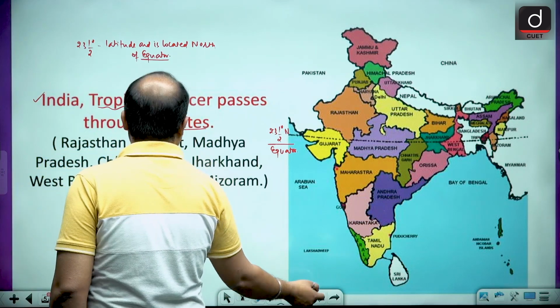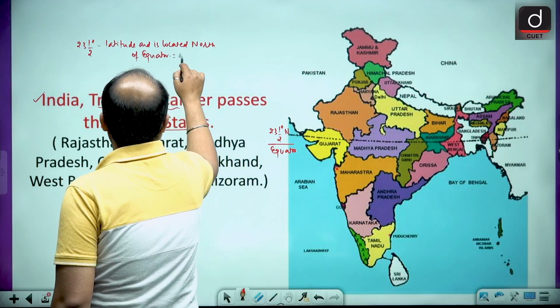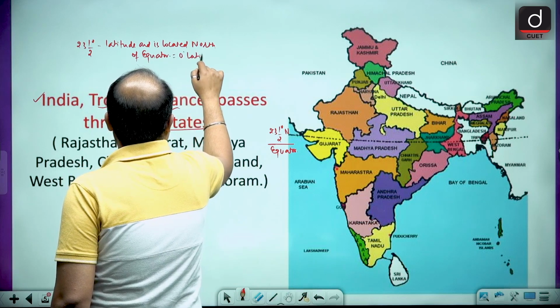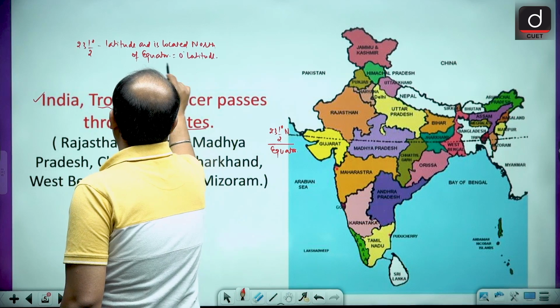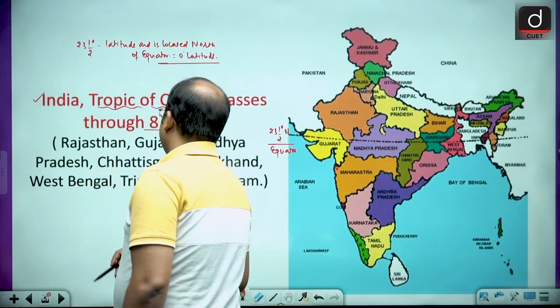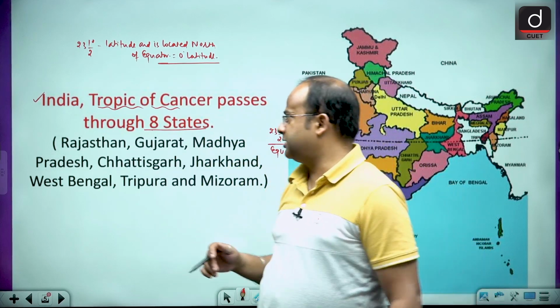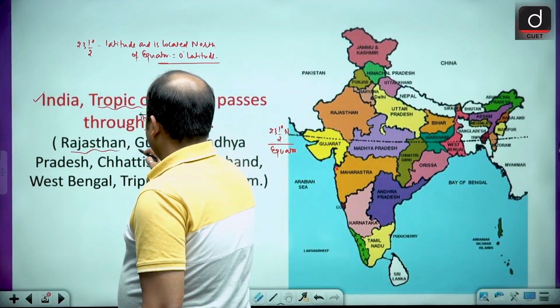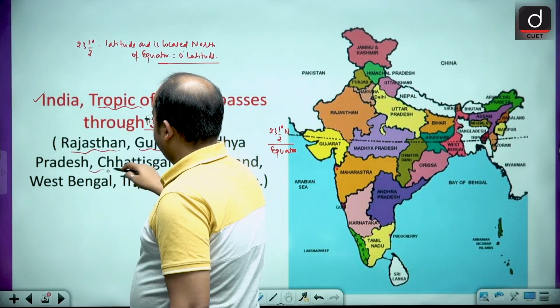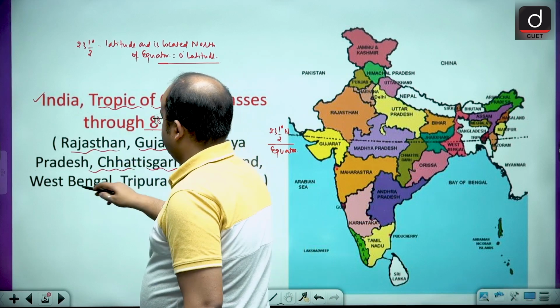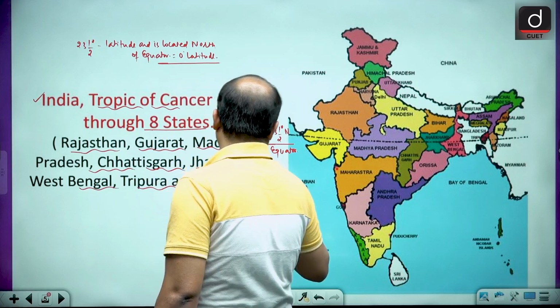Equator is 0 degree latitude. So equator, guys, it is 0 degree latitude, and this Tropic of Cancer passes through 8 states. Which are those? That is Rajasthan, Gujarat, Madhya Pradesh, Chhattisgarh, Jharkhand, West Bengal, Tripura and Mizoram.